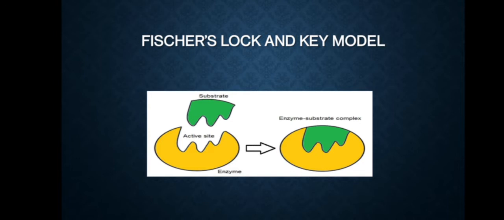So the next topic is Fischer's lock and key model. In 1894, the lock and key model for substrate and enzyme interaction was proposed by Emil Fischer. According to this model, complementary structural features are present between enzyme and substrate, and the active site is pre-shaped to fit the substrate. The substrate can fit into the complementary site on the enzyme as a key fits into a lock. This results in the formation of the enzyme-substrate complex. We can see in the figure how it works.